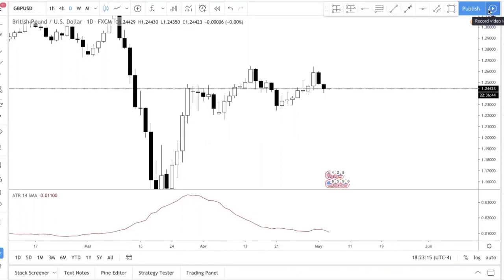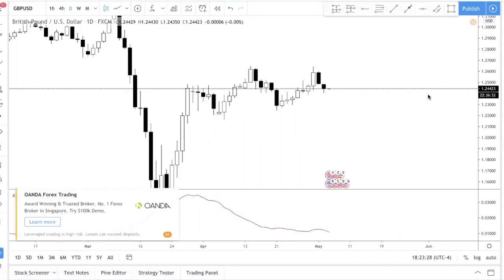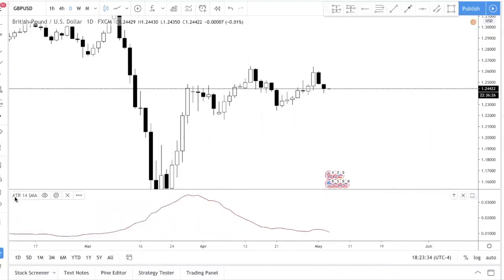Right now we are at tradingview.com, a website where you can see the charts online for free. The first thing you want to do is use the indicator called ATR. Let me show you how I get the indicator over here.